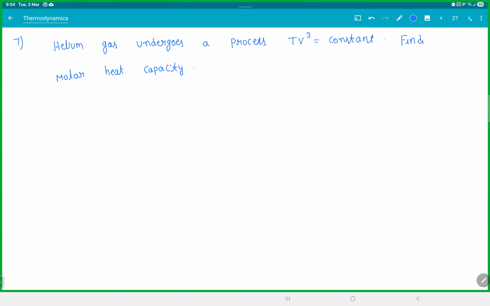So T is proportional to 1 by V cube, right? And then we can replace this. PV is equal to nRT, so PV is equal to 1 by V cube. So we get PV power 4 is equal to constant. So it's a polytropic process, X is equal to 4. You're done. Substitute in the formula: C is equal to Cv plus R by 1 minus X.